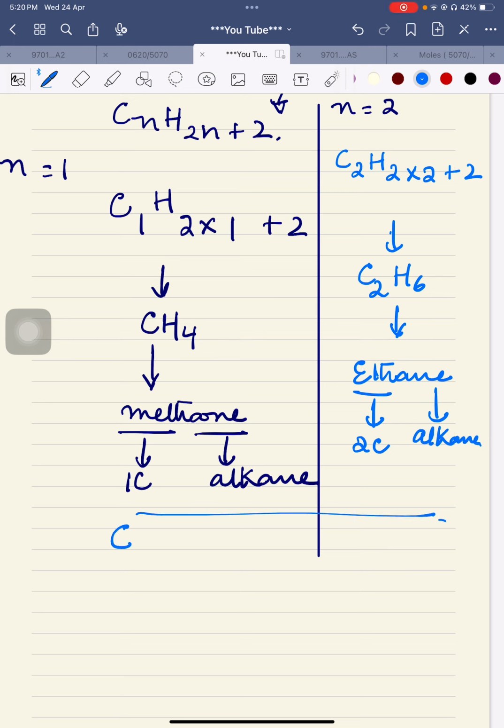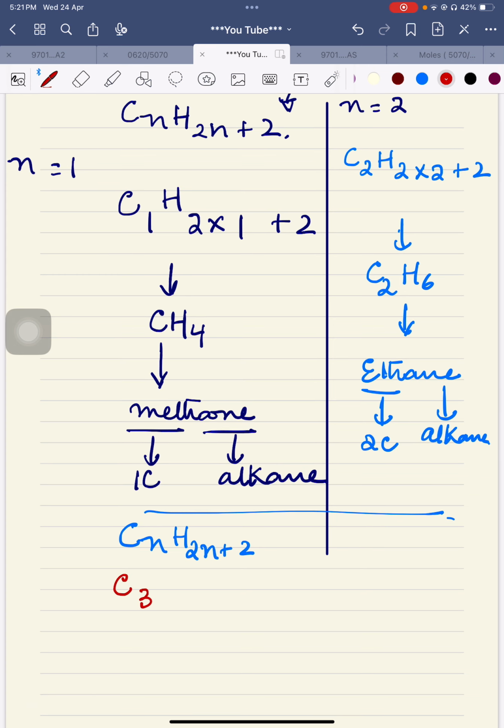Similarly, I'm practicing with prop, the third one. So it is CnH2n plus 2. Taking the red color here, if n is equal to 3, so C3H2 into 3 plus 2. 2 into 3 is 6, 6 plus 2 is 8. So it will become C3H8, and that is called propane, okay? So it is called propane, which is the third member of the alkane family.